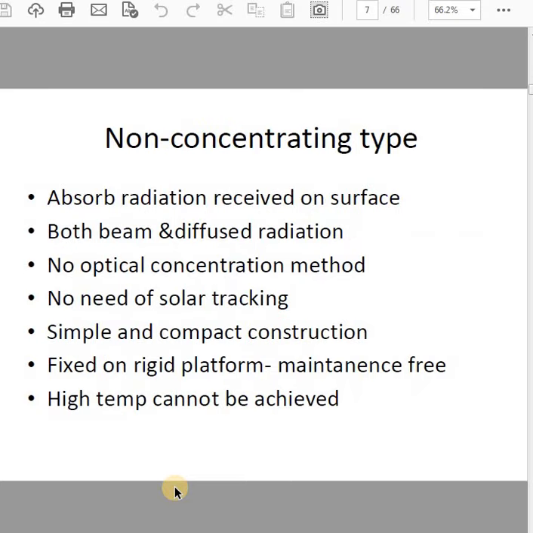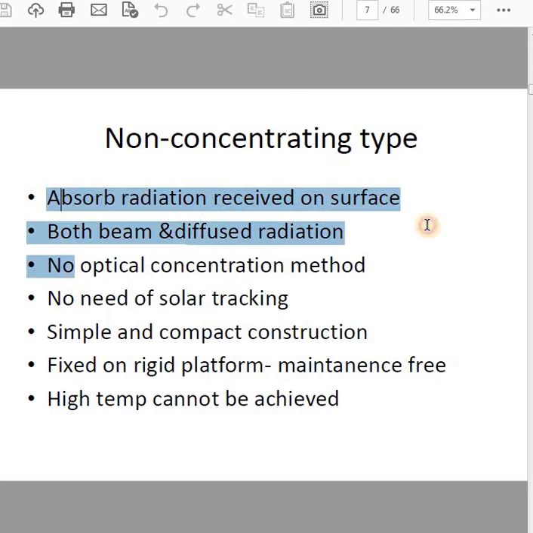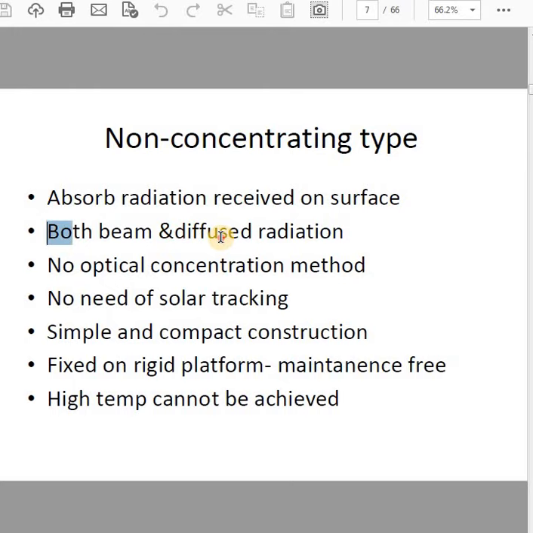Next you have non-concentrating type collector properties. What is to be kept in consideration when you are using a non-concentrating type collector is the absorbed radiation received on the surface, that is, how much radiation is being absorbed by the surface, both beam and diffuse radiation which are incident on the surface.